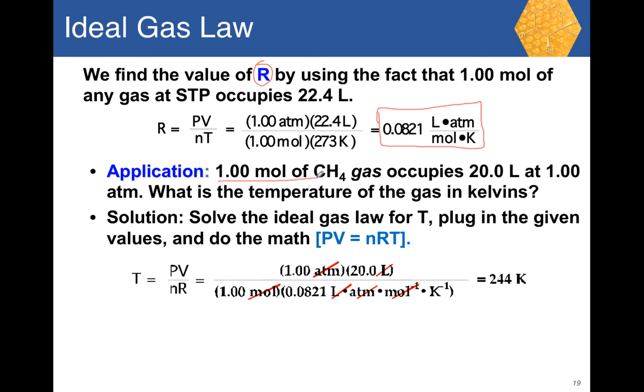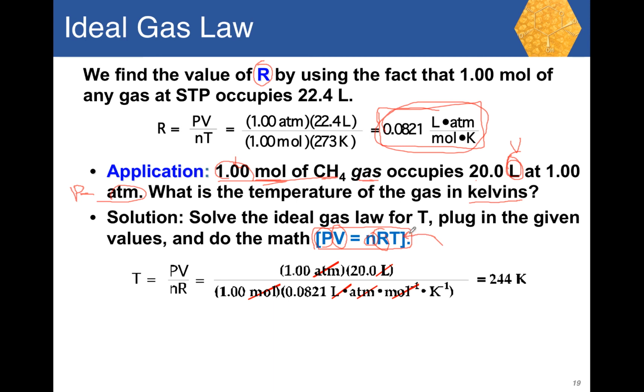We have 1 mole of methane gas. Keyword here is gas. Notice here, 1 mole occupies 20 liters volume at 1 atmosphere pressure. What is the temperature of the gas? Of course, they said in Kelvin. So what you will need to solve this is the gas law here, and you will solve for T. You know P, which is right here. You know V, which is right here. You know n, which is 1 mole. You know R, it's right here.